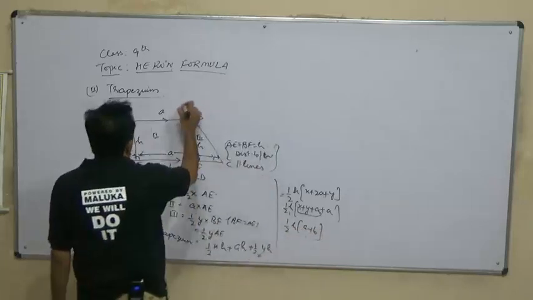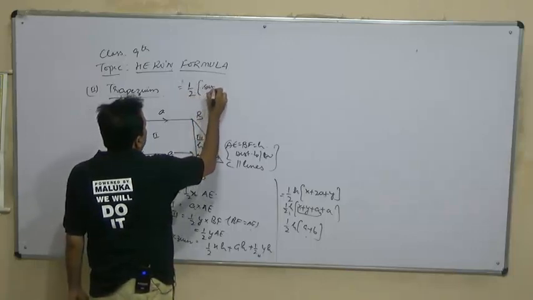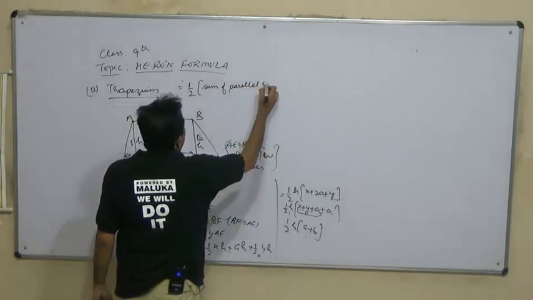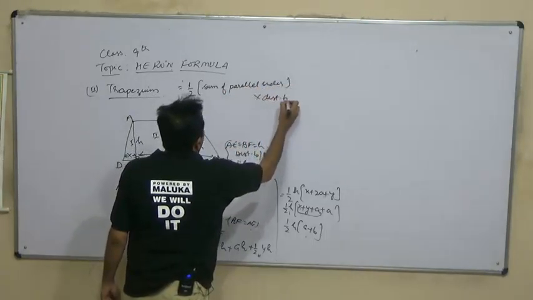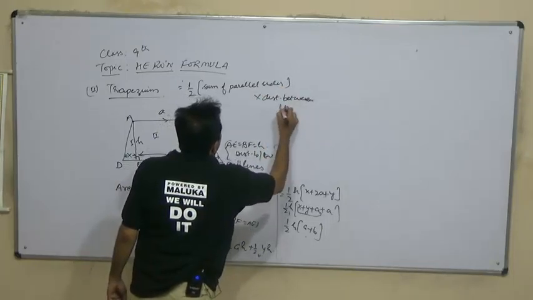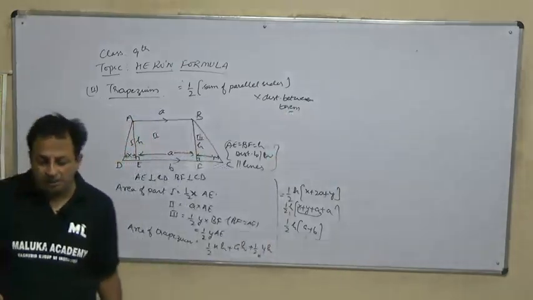So the area of a trapezium is given by half the sum of parallel sides into the distance between them. So this is for the trapezium.